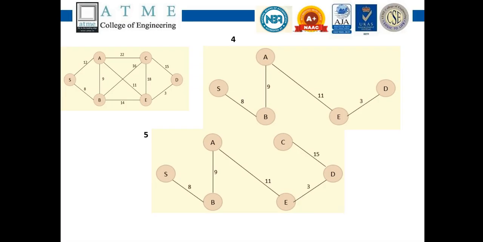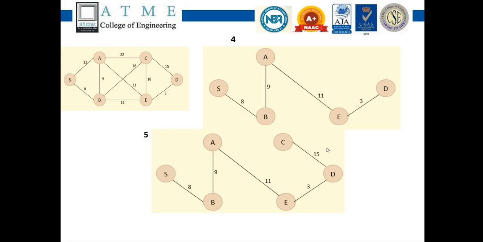Then, whichever node you select, from that particular node all the nodes should be reachable. If I start with S, yes, B is reachable, A is reachable, E is reachable, D is reachable, C is reachable. If I consider A, all the nodes are reachable. If I consider B, all the nodes are reachable. If I consider E, all the nodes are reachable. If I consider D, all the nodes are reachable. Then if I consider C, all the nodes are reachable. Okay. So this is a spanning tree.